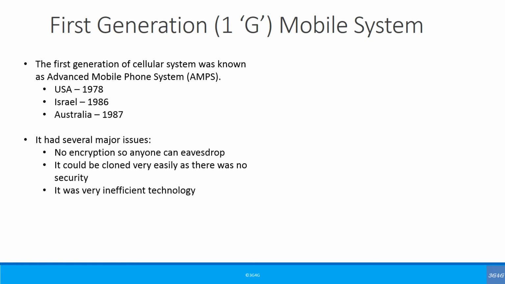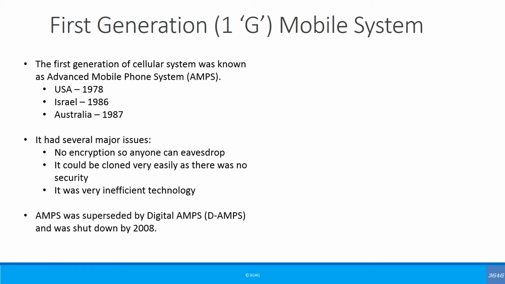Now, the 1G system had lots of issues. First of all, there was no encryption, so anyone could eavesdrop. You could have a radio, tune the radio, and listen to people's phone conversations. And there was no real security. Like you have SIM cards today, there weren't real SIM cards, so anybody could actually clone a phone. You would have fake mobile phones racking up bills for people who were using the service.